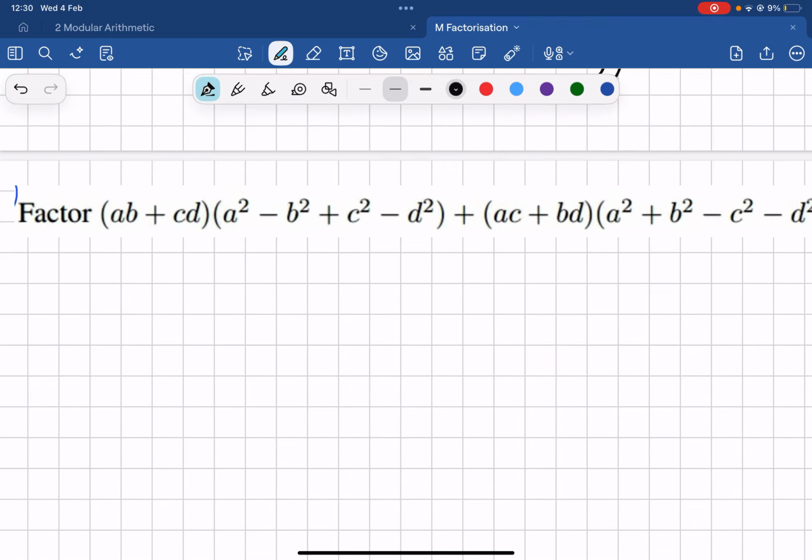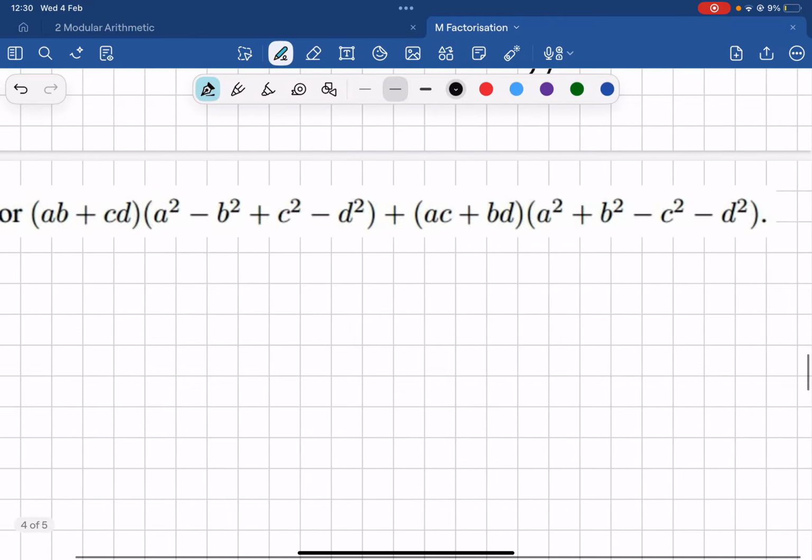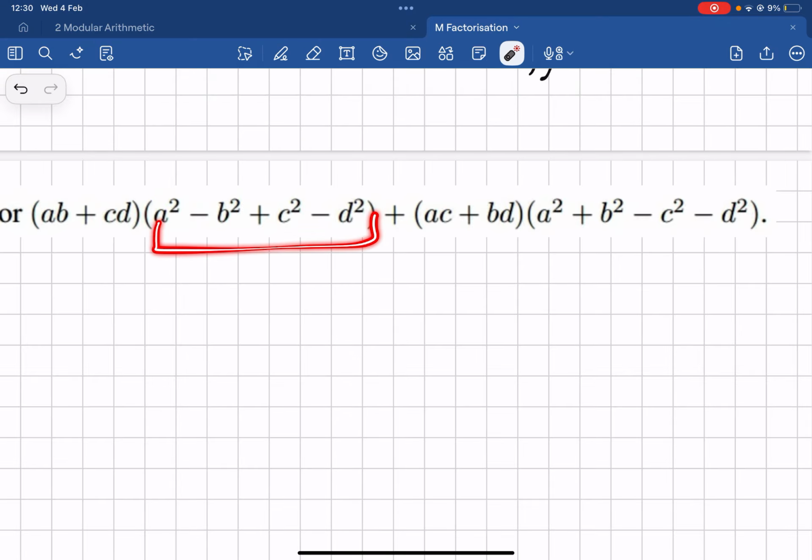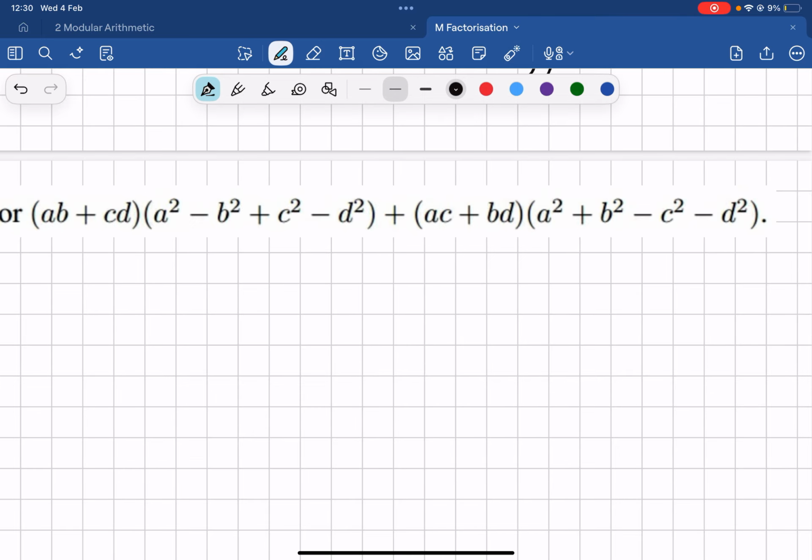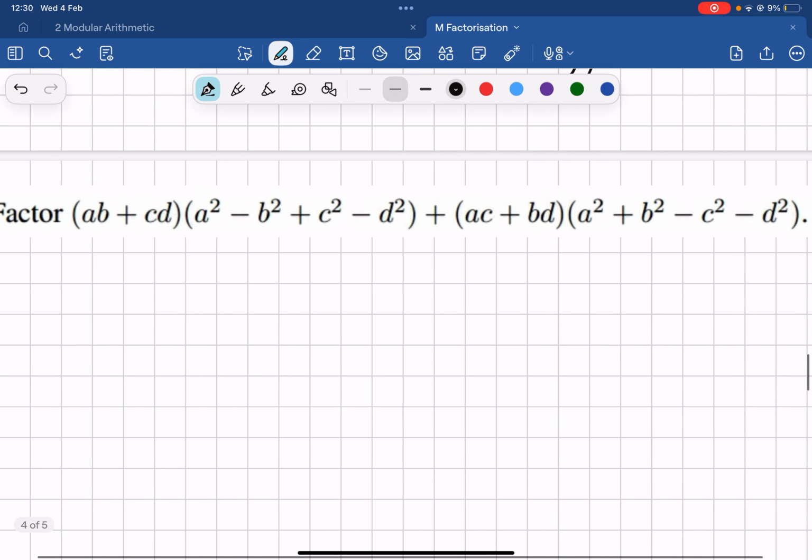On to the next. Factor ab plus cd, times a squared minus b squared plus c squared minus d squared, plus ac plus bd, times a squared plus b squared minus c squared minus d squared. Now there's a bit of symmetry going on here. We've got the same terms in these brackets, just the signs before them are different. AB plus CD is fairly similar to AC plus BD. Right, so let's have a look.